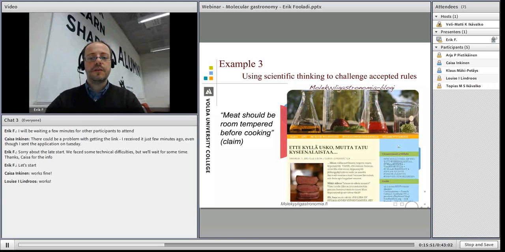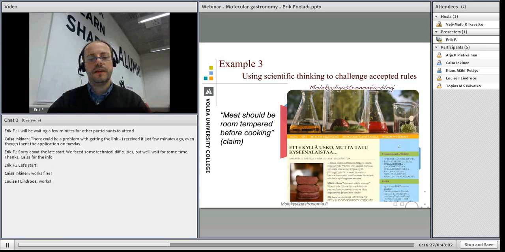Another example, another approach of combining science and cooking, or science and food, which is not industrial focus, is to use scientific thinking and knowledge to challenge accepted rules. For instance, the blog Molecular Gastronomy by Anu Hopia, food professor. She has this blog, and she has monthly meetings where anyone can join, and they explore something about food.